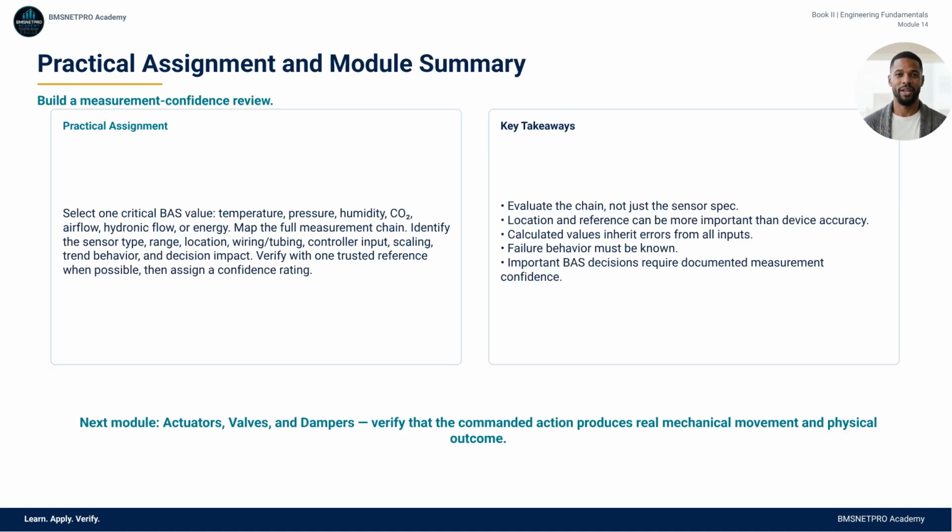For the assignment, select one critical BAS value and map the full measurement chain. Do not stop at the sensor model number. Identify the physical condition, sensor type, range, location, wiring or tubing, controller input, scaling, trend behavior, and decision impact. Then verify the value with a trusted reference when possible and assign a confidence rating. The module takeaway is simple. Strong BAS decisions require strong measurement confidence. Next, we will move from sensors to actuators, valves, and dampers, where we verify that commanded action actually produces physical movement and the intended outcome.